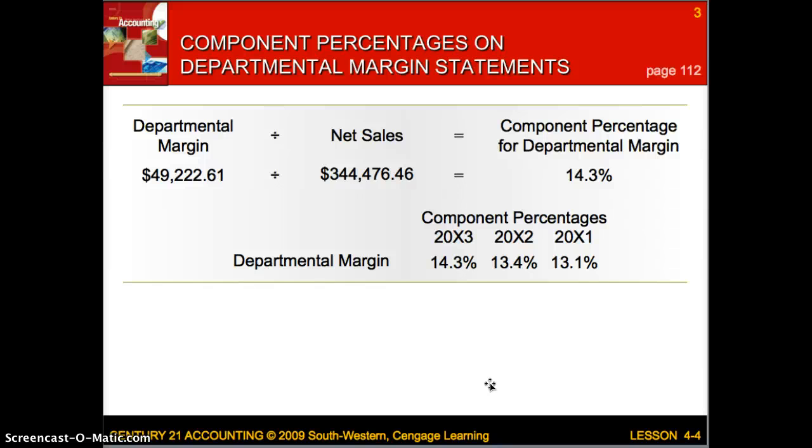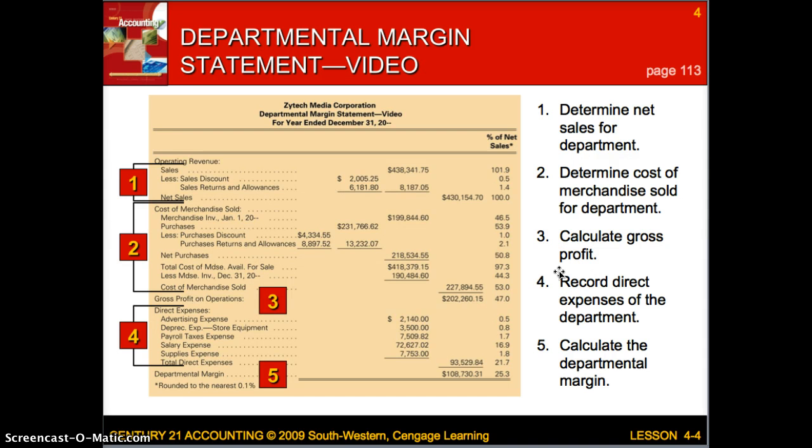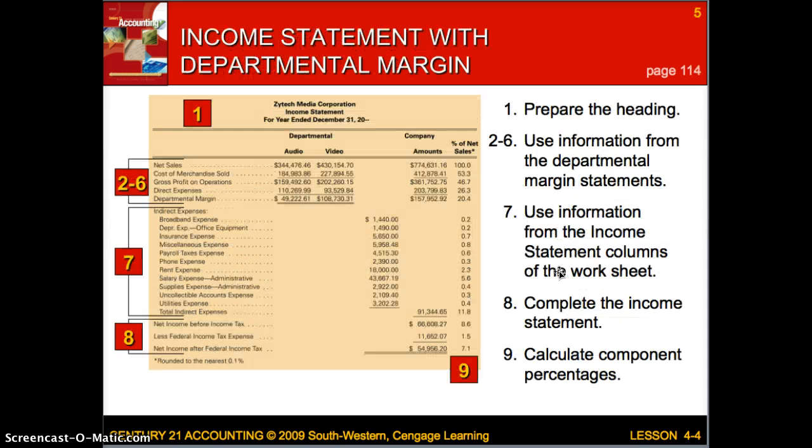To figure out our component percentages on departmental margin statements, we will take our departmental margin, which is the last number on our departmental margin statement, $49,222.61. We'll divide that by our net sales of $344,476.46, and that gives us our component percentage for departmental margin of 14.3%. This will tell us what our margin was for the following years, respectively.